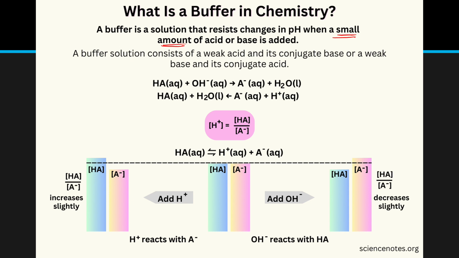So a buffer is going to exist when you have a weak acid with its conjugate base or a weak base with its conjugate acid. And what I mean by that is, let's say we have hydrofluoric acid reacting with sodium hydroxide. So that's a weak acid with a strong base.